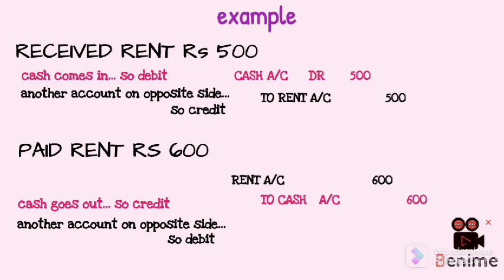If it comes in, debit it, or if it goes out, credit it. And then you can automatically post the other account on the opposite side. Try your book example sums using this idea.